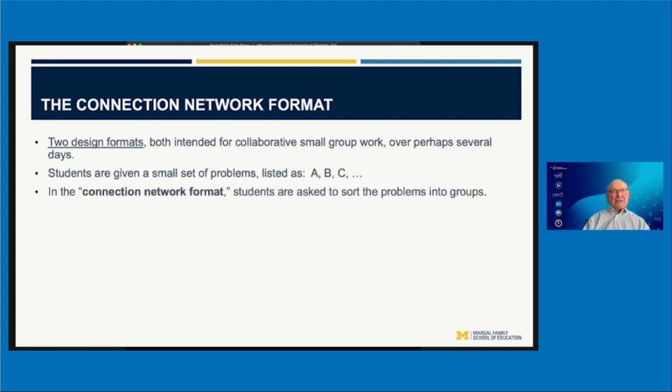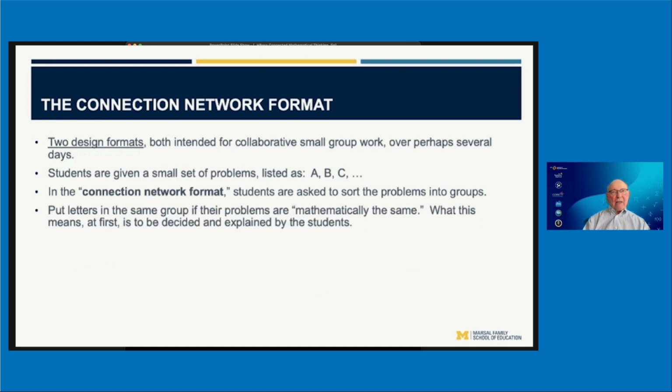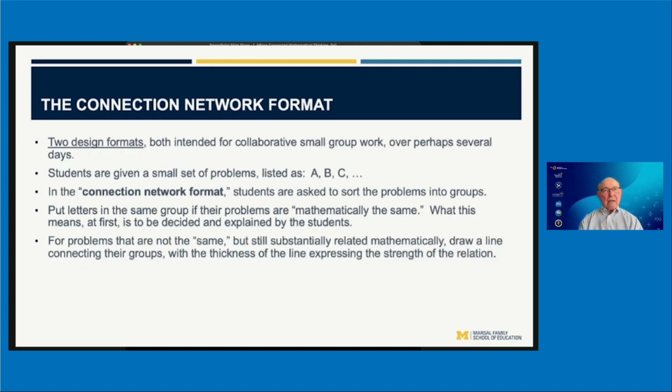In the connection network format, the first of these, students are asked to sort the problems into groups. They put letters in the same group if the problems are mathematically the same. I put that in quotes because I've not defined that. And what this means at first is to be decided and explained by the students themselves. For problems that are not the same, but still substantially related mathematically, draw a line connecting the problem groups, with the thickness of the line expressing the strength of the relation.